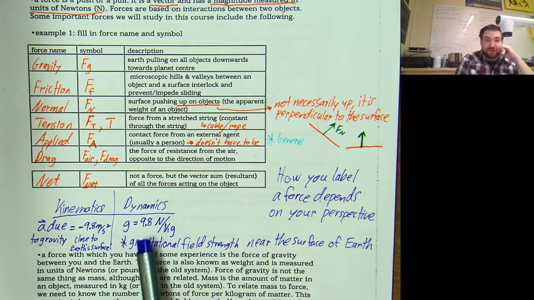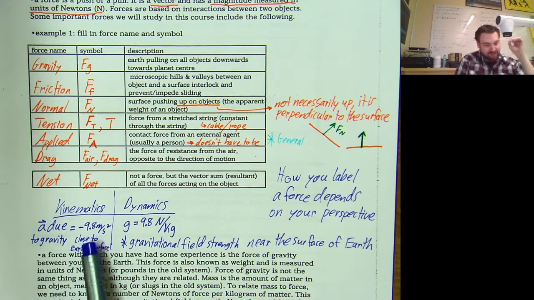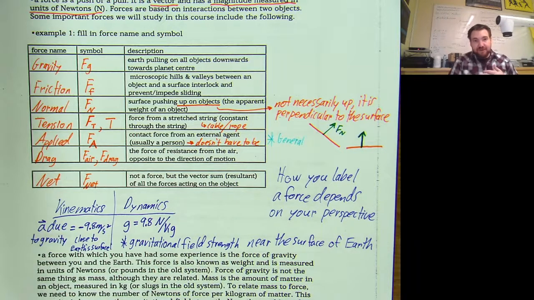And the Earth's gravitational field causes an acceleration, and in kinematics, we talk about it as an acceleration of negative 9.8 meters per second squared. In dynamics, we say the gravitational field strength is 9.8 newtons per kilogram. So they're related to each other. Certainly, the gravitational field strength causes an acceleration, but it's important to be able to talk about them and understand them differently.